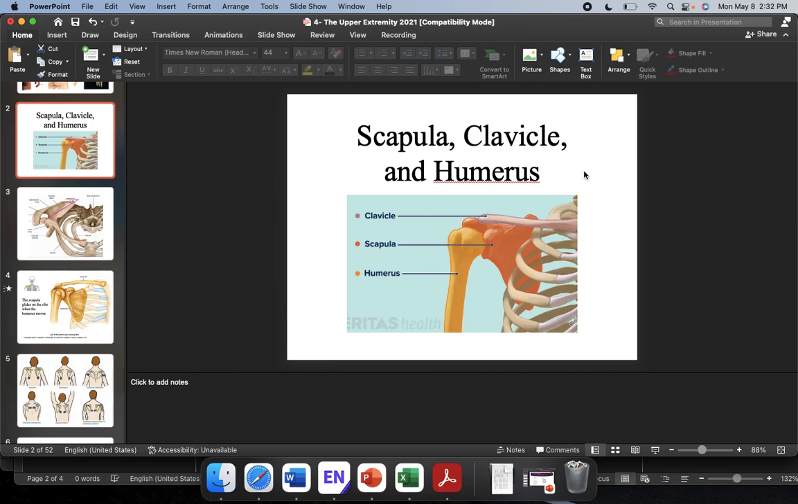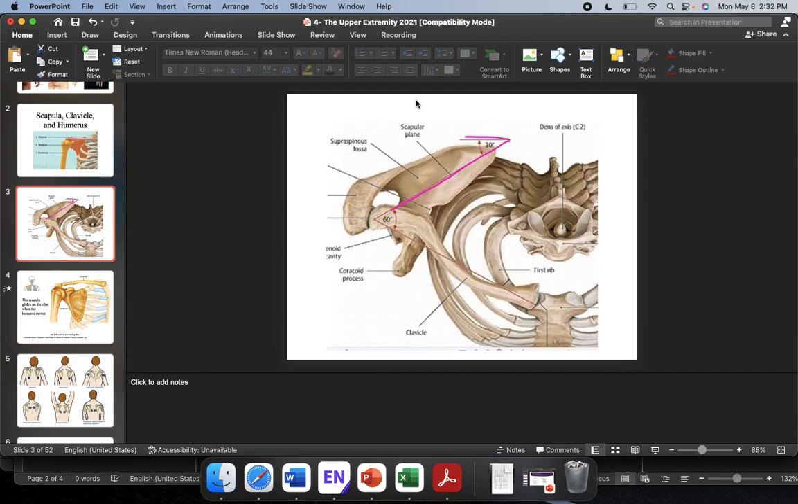Our video is going to be covering the skeletal structures of the scapula, clavicle, and the humerus. We're going to start with the scapula. The scapula is a bone that lies on the posterior part of the body, at the posterior portion of the rib cage.